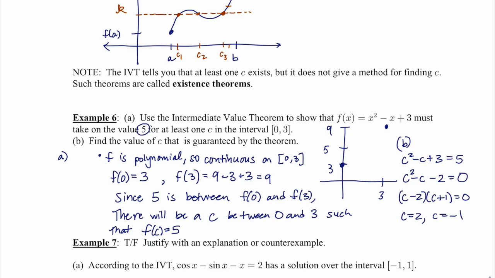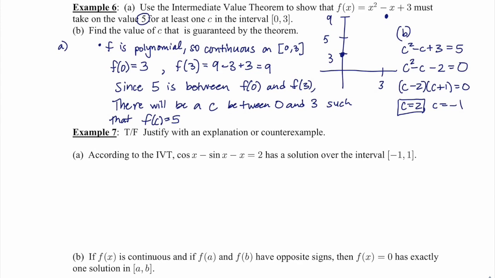So there are two c values that would give us f of c equals 5, but only one of them is between 0 and 3, and that's the one we're interested in right now. So we would choose c equals 2. If both of them were between 0 and 3, then we would choose both of them, but the one we're looking for in this particular problem is c equals 2.